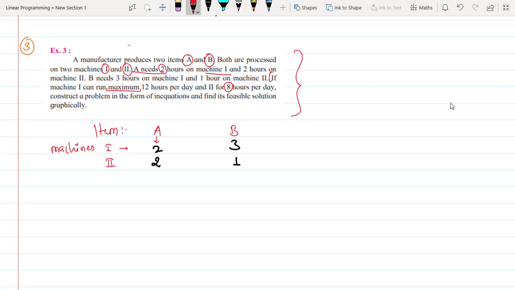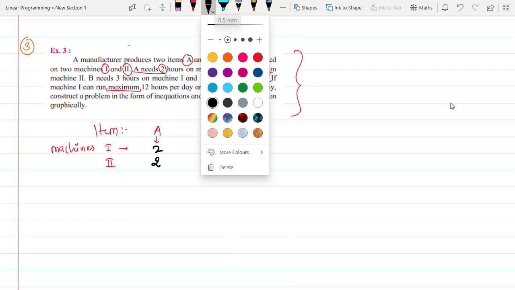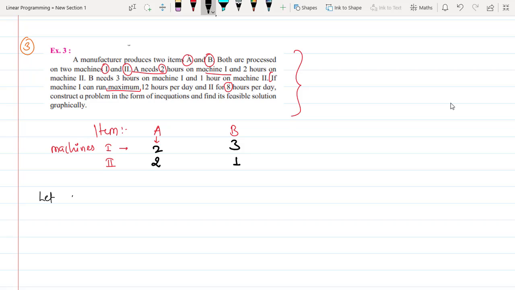Good. So what we will write is: let x and y be the number of hours machines A and B require. Okay, so from this what equation can you form? For item A you have for machine 1. So for machine 1 what is the equation?